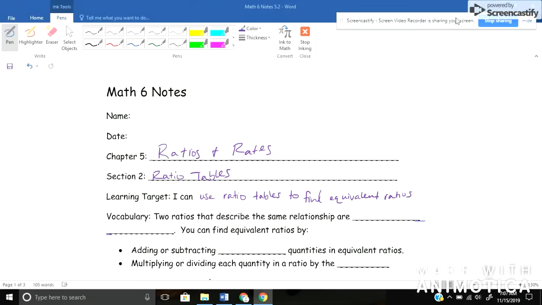Hello, 6th grade, and welcome to 5.2. Today we'll be discussing ratio tables. For our learning target, it is: I can use ratio tables to find equivalent ratios.